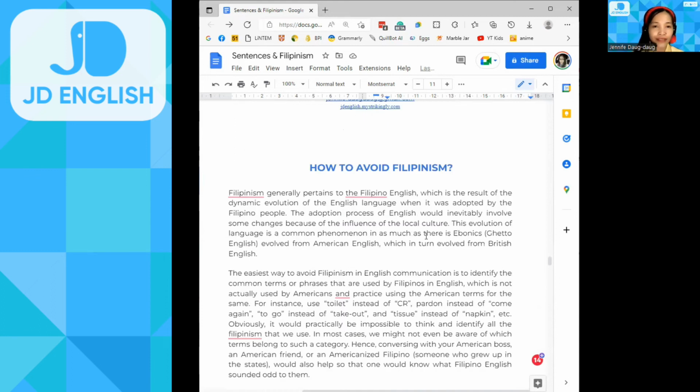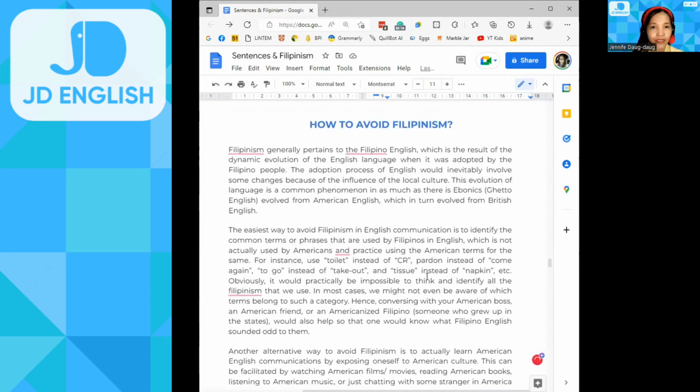Now, let's talk about this, how to avoid Filipinism. So Filipinism generally pertains to the Filipino English, which is the result of dynamic evolution of the English language when it is adopted by the Filipino people. The adoption process of the English would inevitably involve some changes because of the influence of the local culture. This evolution of language is a common phenomenon in as much as there is Ebonics. Ghetto English evolved from American English, which in turn evolved from British English.